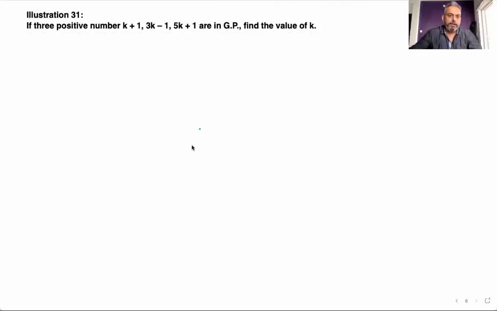Illustration 31. If three positive numbers, k plus 1, 3k minus 1 and 5k plus 1 are in GP, find the value of k. So don't worry, let's find out now. The numbers k plus 1, 3k minus 1 and 5k plus 1 are in GP.